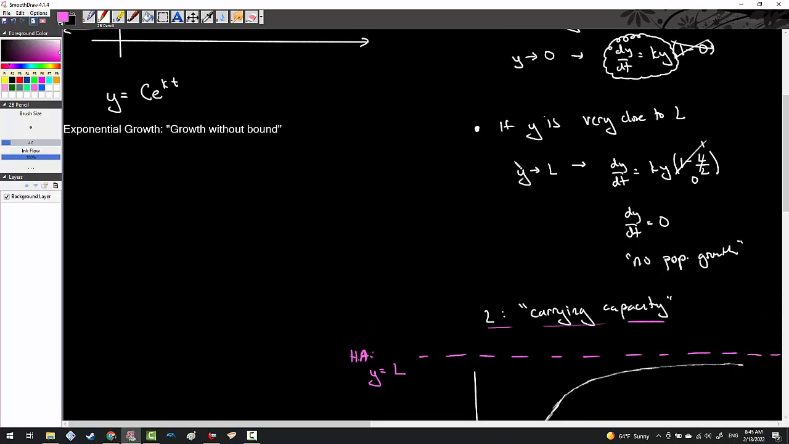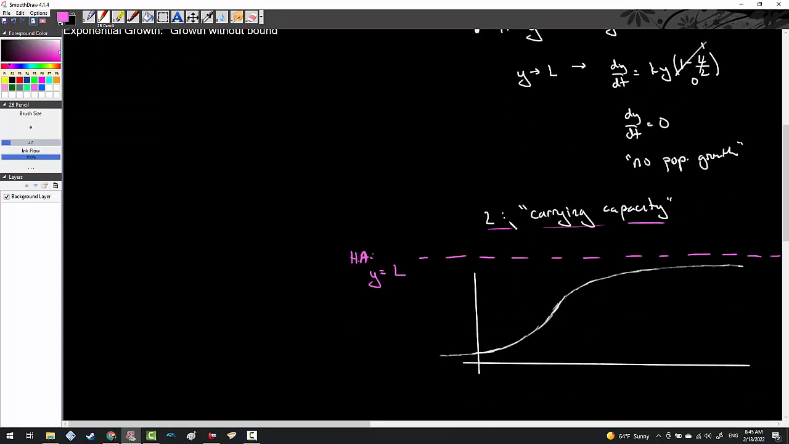So in a second, I'm going to talk about a few more things when it comes to logistic growth and this graph and the role of L, and then we'll do some examples. Give me a second. I'll be right back.